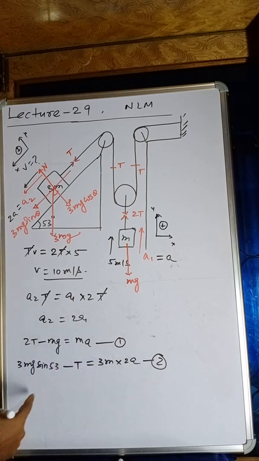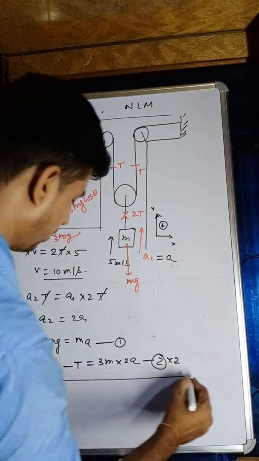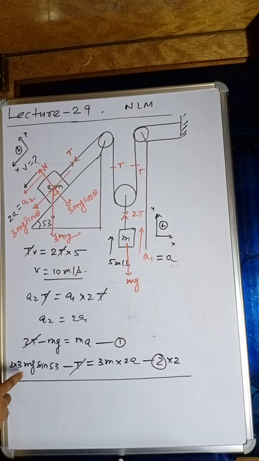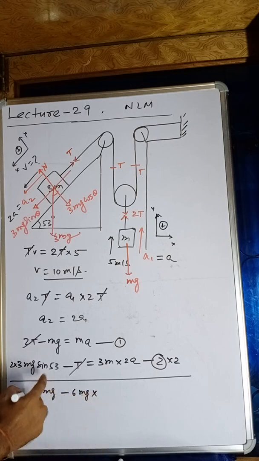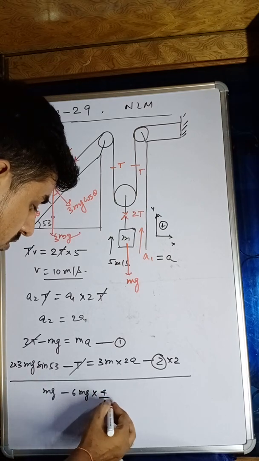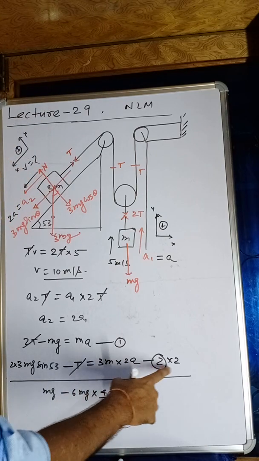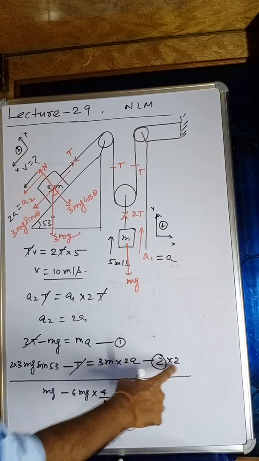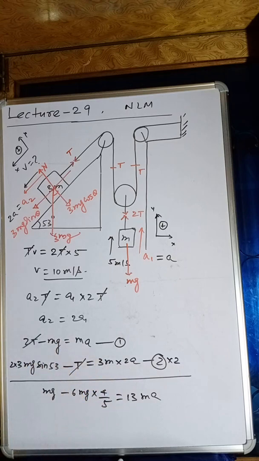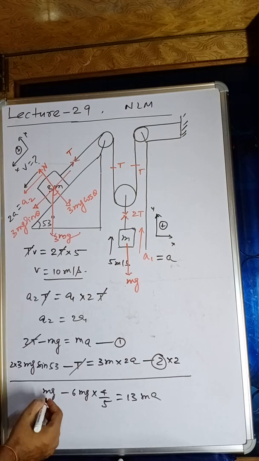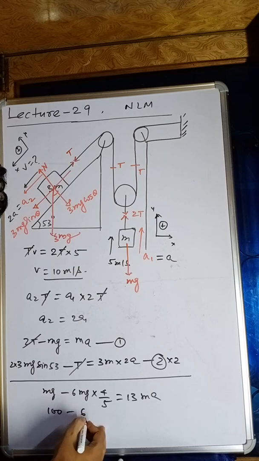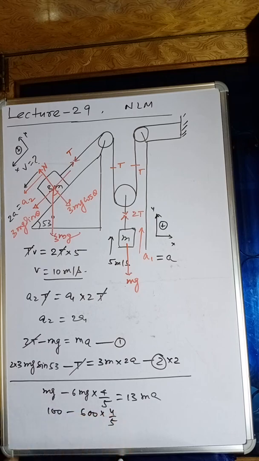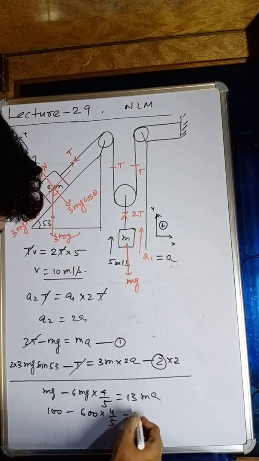So multiplying both sides, you can write here it is multiplied by 2 and this is multiplied by 2. This will be cancelled out and it is mg minus 6mg over sin 53. It is 4 by 5. I hope you understand. And here it is twice. Already we are having 13ma. Here the 2 2s are 4, 3s are 12, 1, 13m times a. Now you have to solve. Here it is 100 minus 600 into 4 by 5 and this is 13ma.